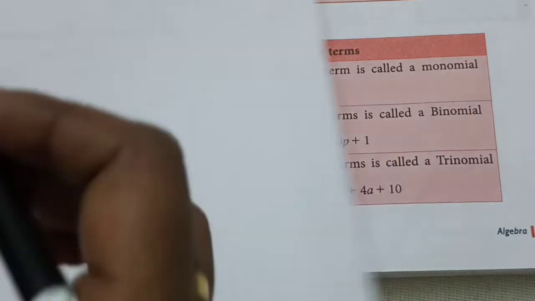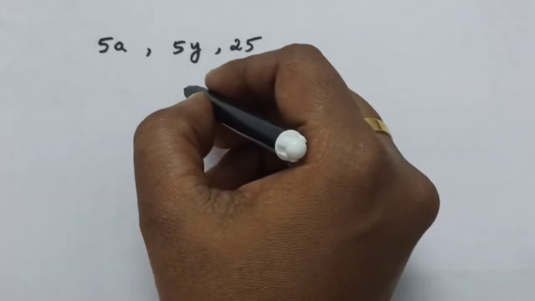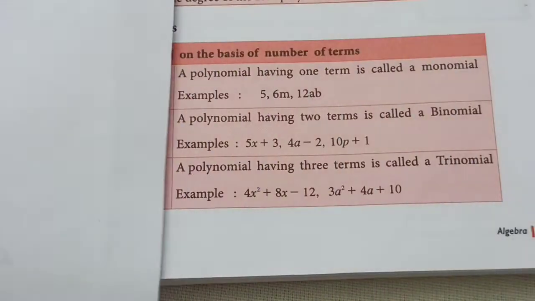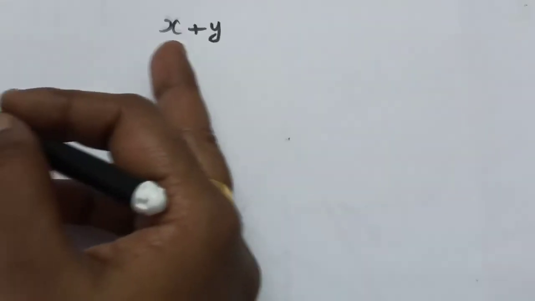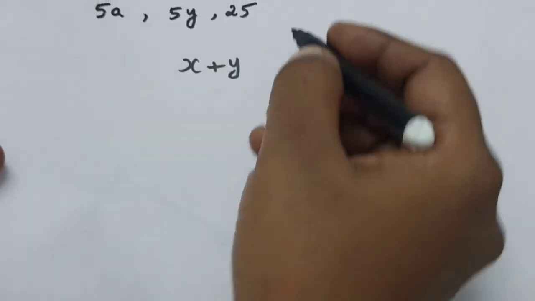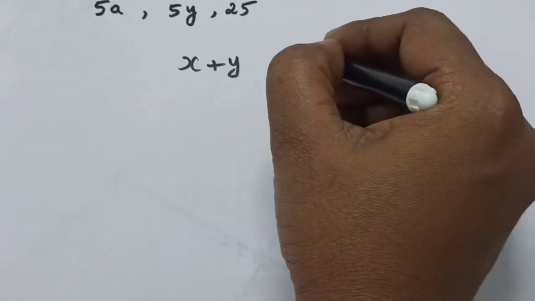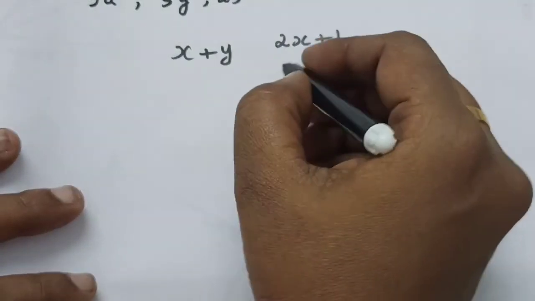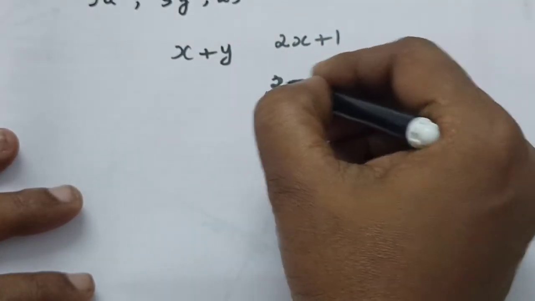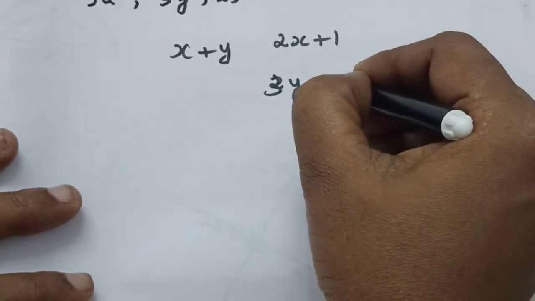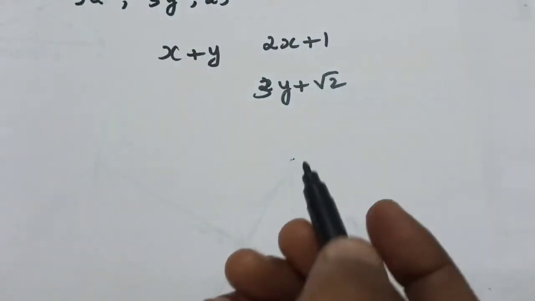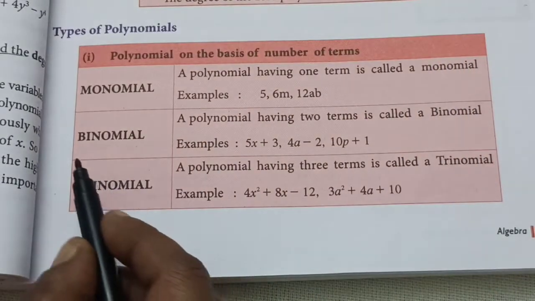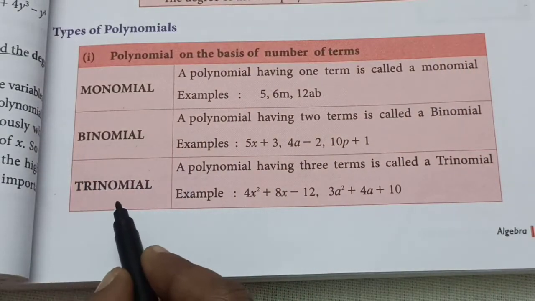Okay. Then another example, x plus y. These are two terms. Here x is one term, y is another term. Then 2x plus 1. Then 3y plus root 2. Okay, here how many terms? Two terms, isn't it? So it is called what? This is binomial.